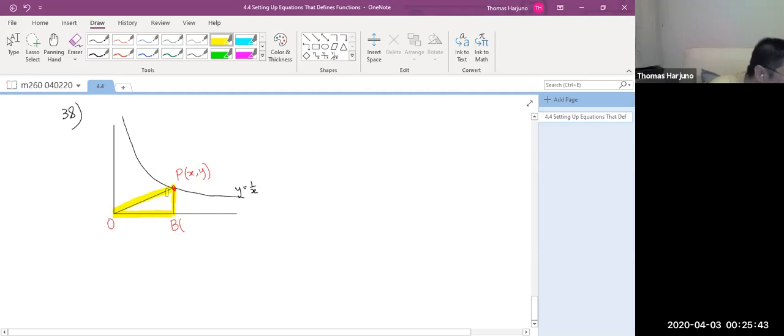Okay, and then part C, express the area of OPB as a function of x. Now let me ask you to do that. How many minutes should I give you? Let me give you maybe 5 minutes for A and for B. Okay, 5 minutes.